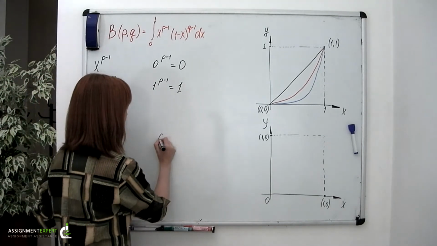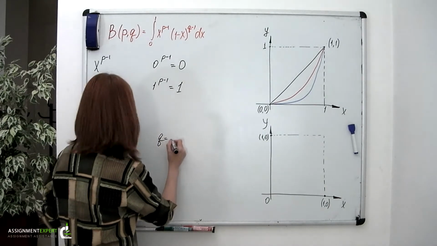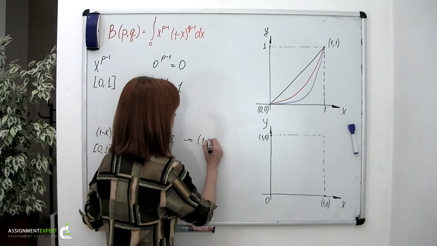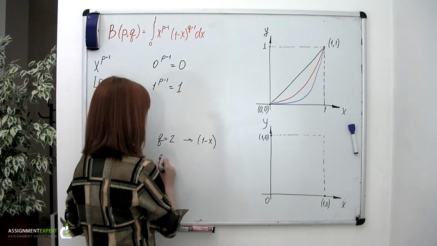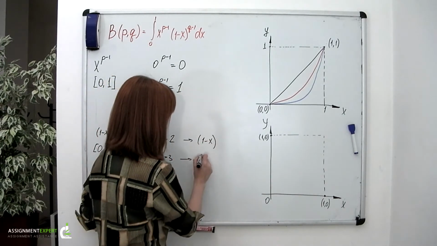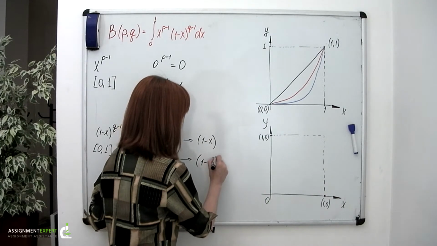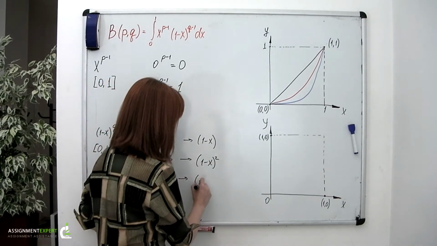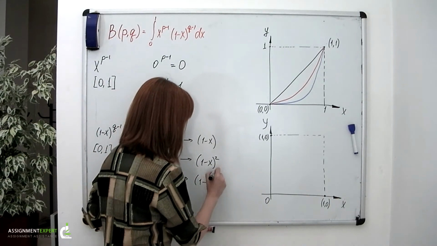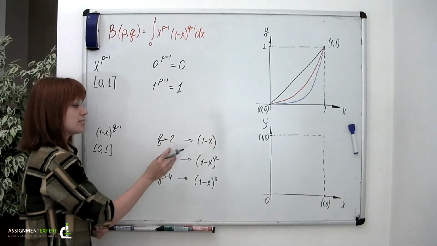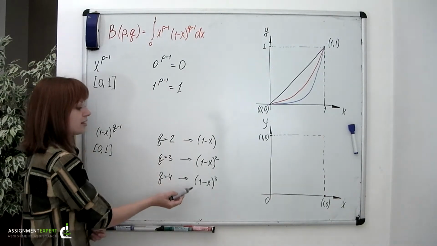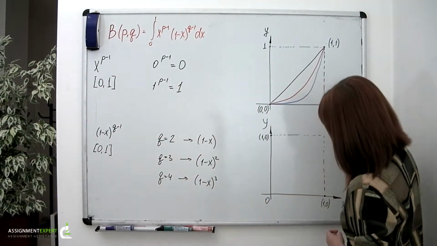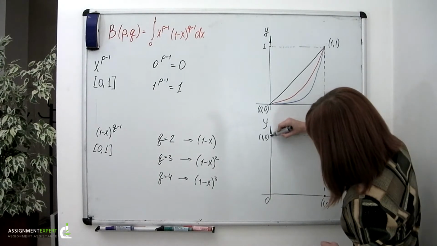So for q equals 2, we'll have 1 minus x. For q equals 3, we'll have 1 minus x squared. For q equals 4, we'll have 1 minus x cubed. And again, what we have is a straight line, a parabola, and a cubic function. Let's graph them. So we have a straight line.